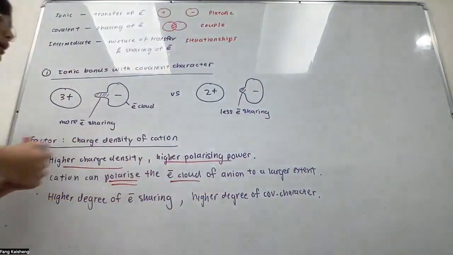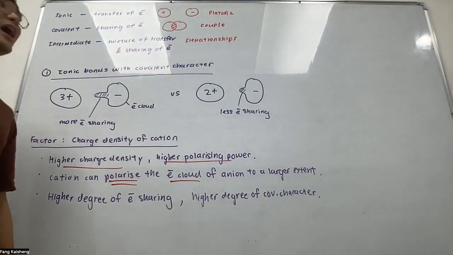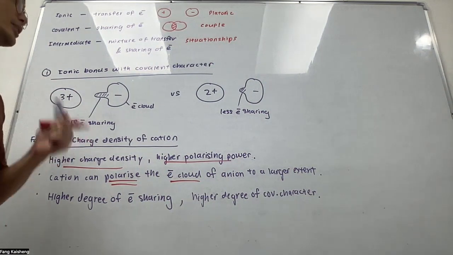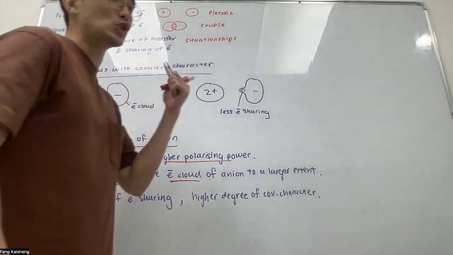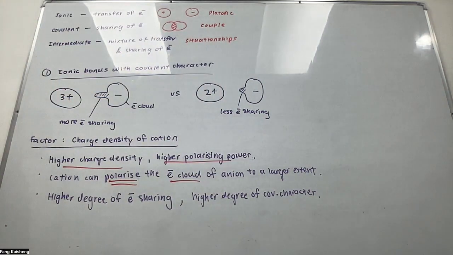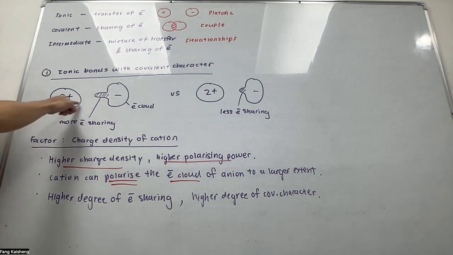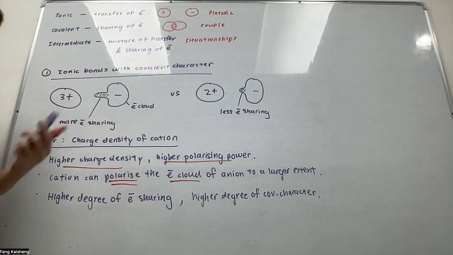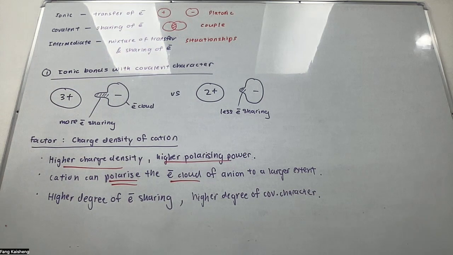So you have to understand, nothing is ever truly 100% ionic. It's always a mix. The mix is because the cation could be so attractive that it pulls the electron cloud towards itself, and that is electron sharing. Can you see that? It's basically forcing this anion to share a bit of electrons with it. So let's relate this to real compounds.